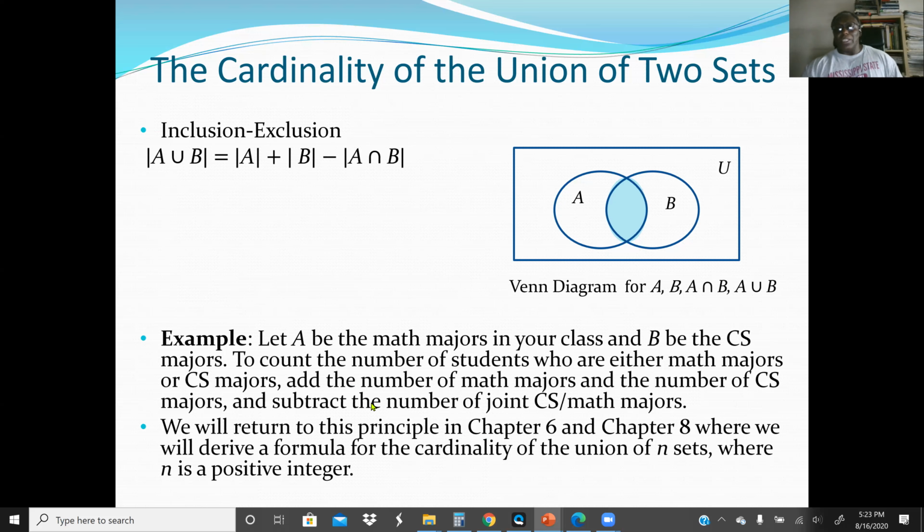Then the last one we talk about is difference. A minus B means all the elements that are in A but not in B. So it's the complement of B with respect to A.